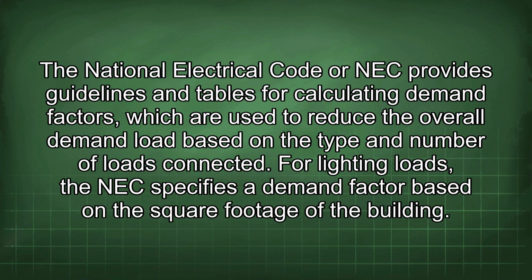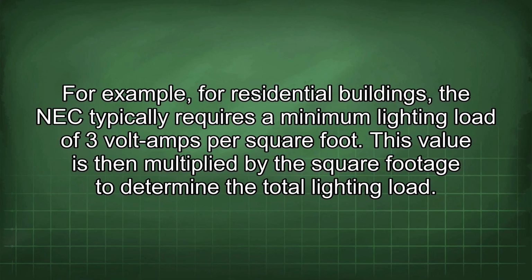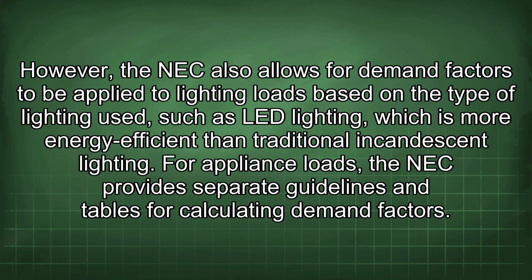The National Electrical Code, or NEC, provides guidelines and tables for calculating demand factors, which are used to reduce the overall demand load based on the type and number of loads connected. For lighting loads, the NEC specifies a demand factor based on the square footage of the building. For example, for residential buildings, the NEC typically requires a minimum lighting load of 3 volt-amps per square foot. This value is then multiplied by the square footage to determine the total lighting load. However, the NEC also allows for demand factors to be applied to lighting loads based on the type of lighting used, such as LED lighting, which is more energy efficient than traditional incandescent lighting.